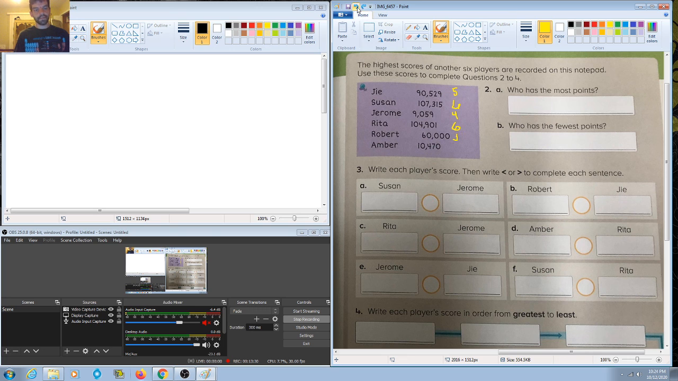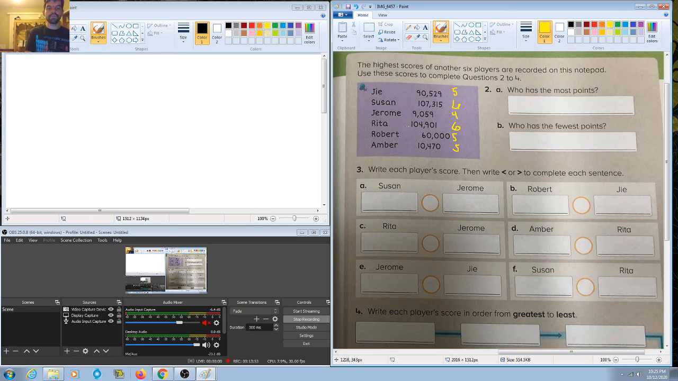Oops, sorry, that looks like an S. And then this is a 5-digit number as well. So your highest number of digits will tell you your highest score. So we have 2 candidates for the highest score based on the number of digits. That's going to be Susan and Rita, sorry.